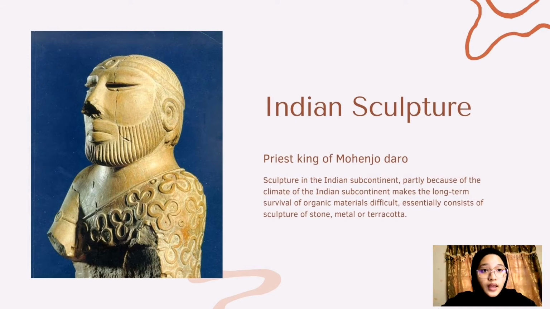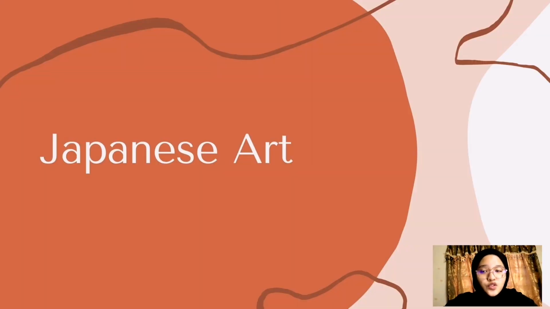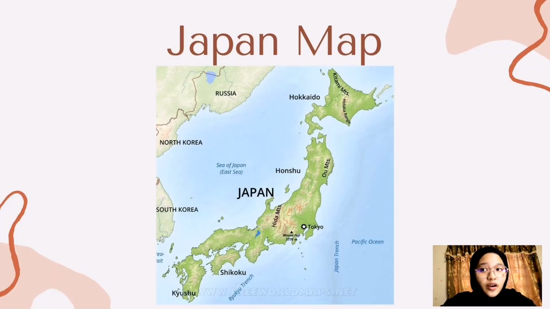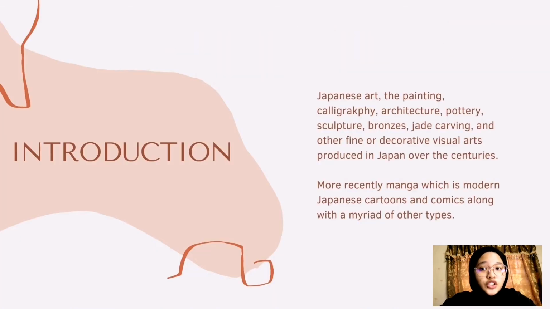Okay, so last but not least, we're going to discover Japanese art. Japan is an island country lying off the east coast of Asia. Japanese art covers a wide range of art styles and media, including ancient pottery, sculpture, painting and calligraphy on silk and paper, ukiyo-e paintings and woodblock prints, ceramics, origami, and more recently manga, which is modern Japanese cartoons and comics.